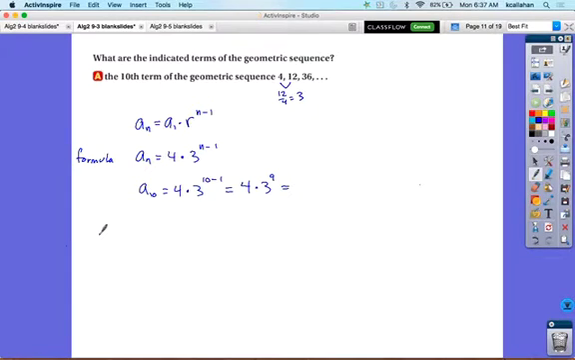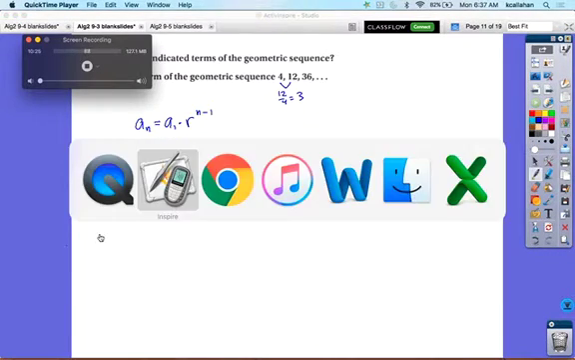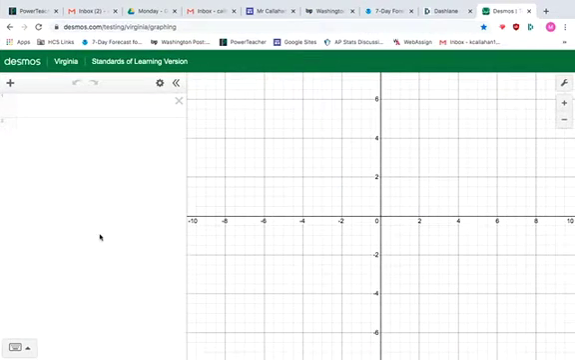So I paused just so I could have Desmos open on the other screen. 4 times 3 to the 9th. In Desmos, 4 times 3 raised to the 9th. 78,732.